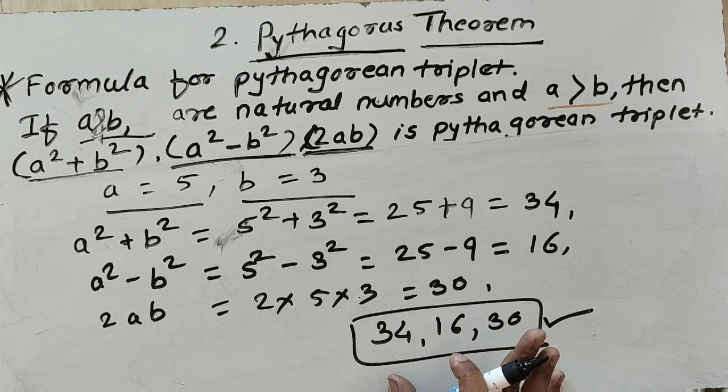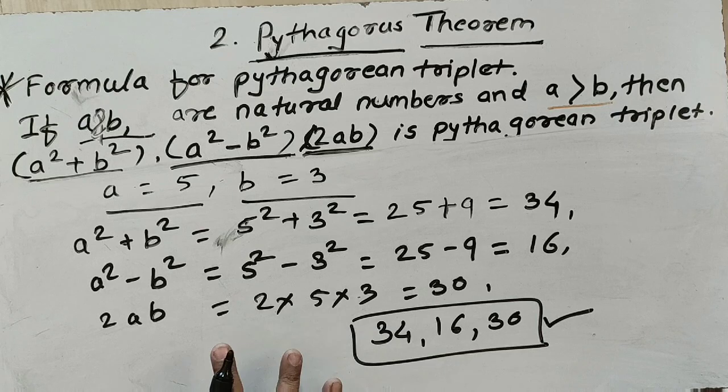And as per this, by taking values of a and b, just find 5 more Pythagorean triplets, and that is your homework. Okay, thank you.